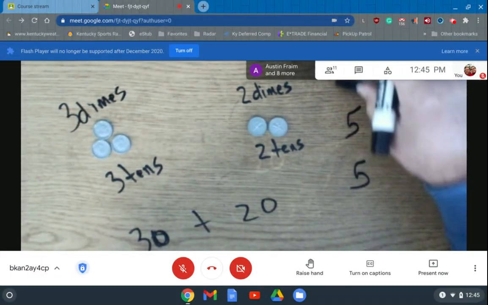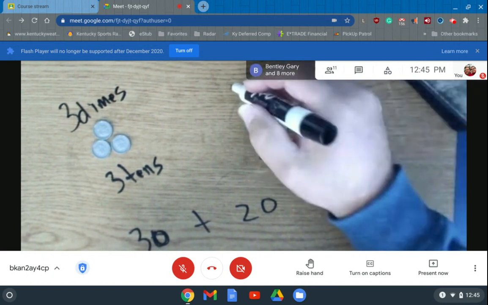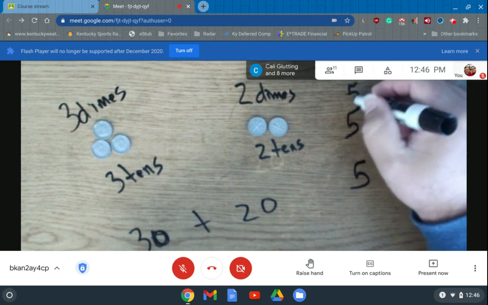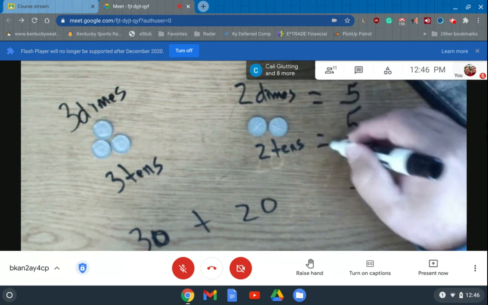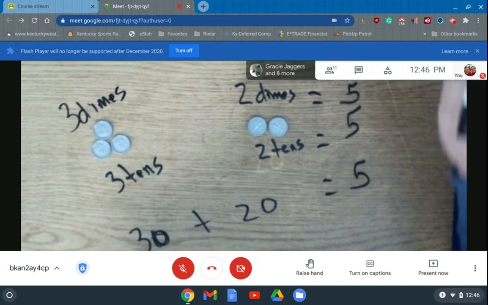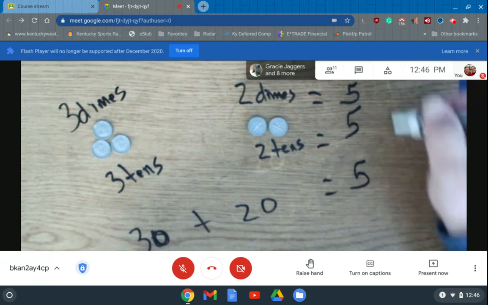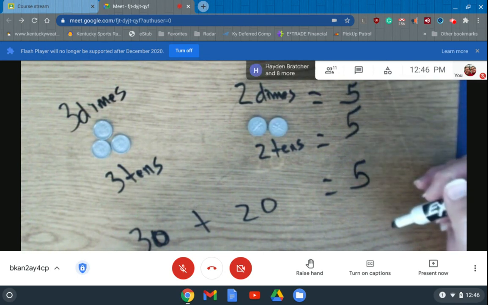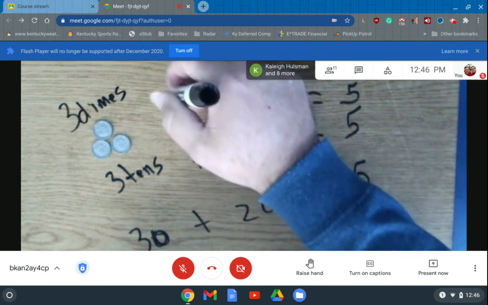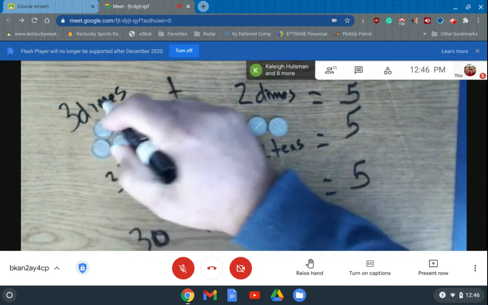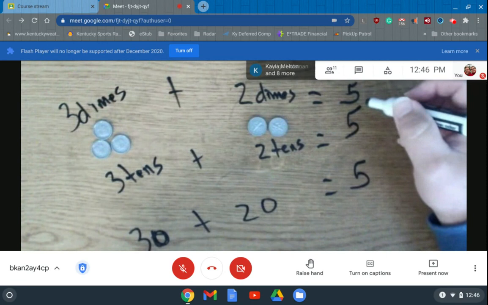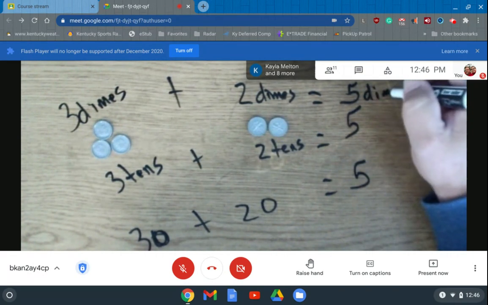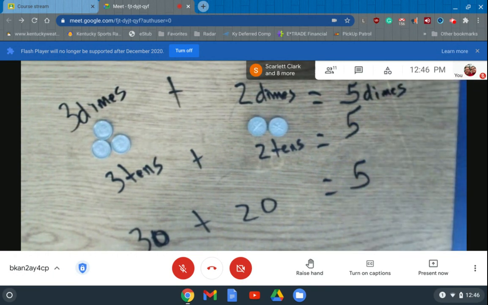And I keep writing off where you can't see. Oh my goodness. There, you can see that. So I can go like this. Now this may not be complete, but I know it's got a 5 in it somewhere. Okay. All right. So I'm going to put pluses here. 3 dimes plus 2 dimes gives me how many dimes, Kaylee? 5 dimes, exactly.